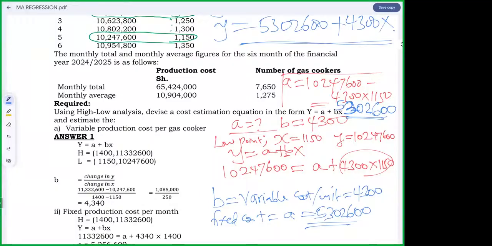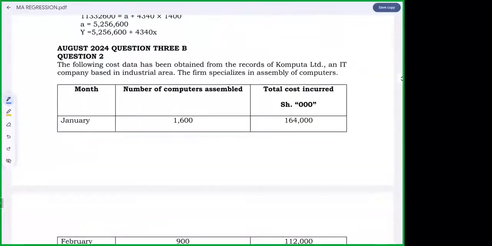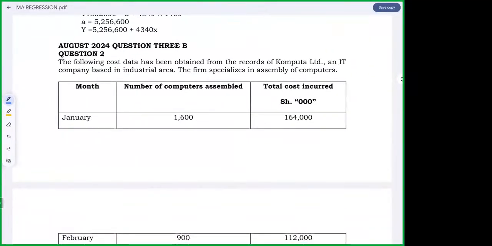With your permission, I will go straight away to August 2024, question number 3B. The following cost data has been obtained from the records of Computer Limited, an IT company based in an industrial area. The firm specializes in assembly of computers.